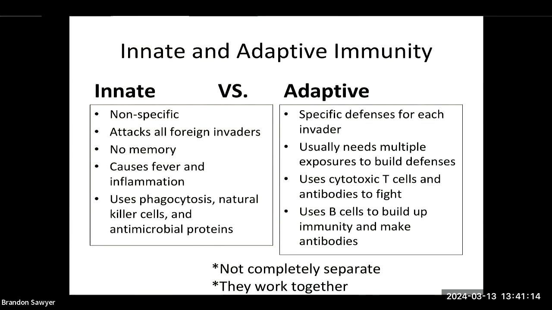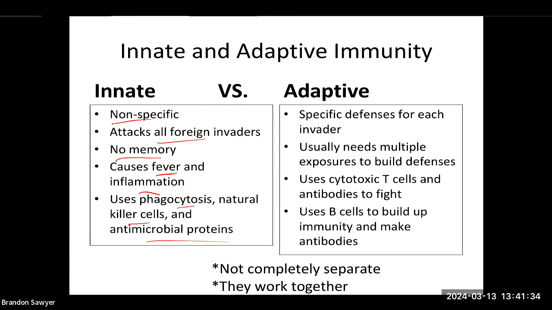So on the innate side, again, it's non-specific, attacks all foreign invaders. It doesn't have a memory, right? We don't get a better innate response the second time something comes in. Okay, this is where fever and inflammation come from, from our innate system. It uses lots of phagocytosis, natural killer cells, and these antimicrobial proteins.